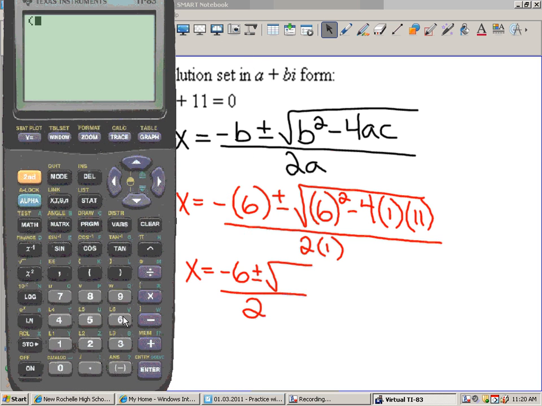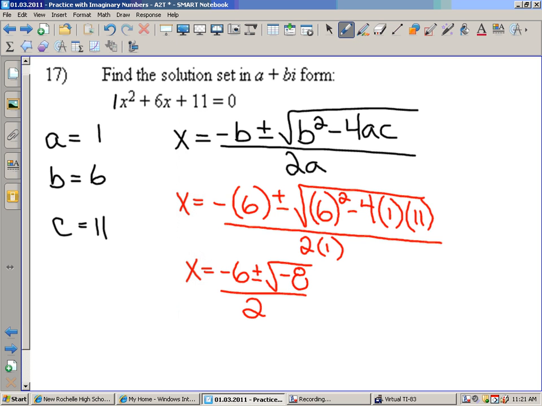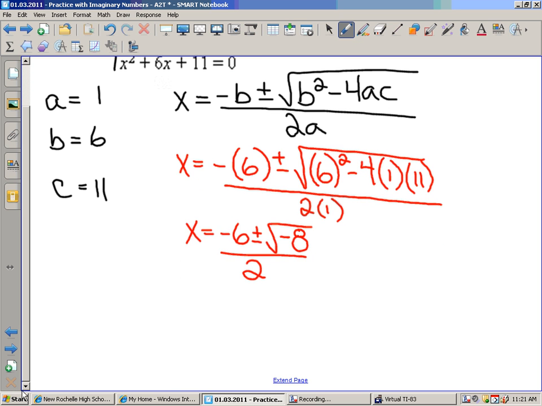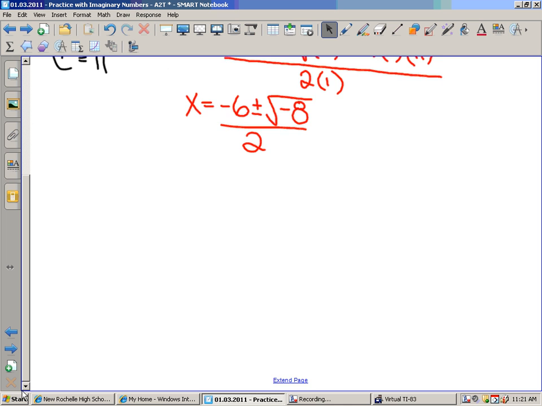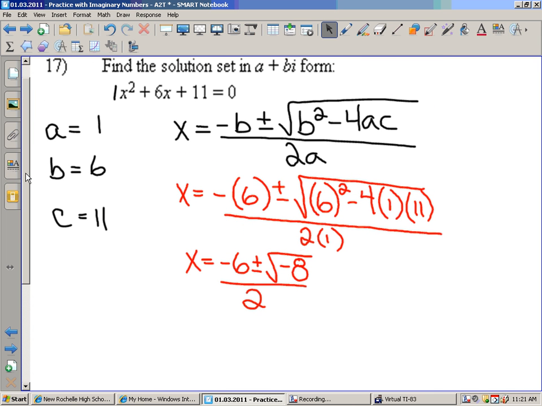Let's do 6 squared minus 4 times 1 times 11. Ah, negative 8. Nice. Is that what you guys got? Nice. All right. And now here we go, down the rabbit hole. That is worth, I think, 2 points.